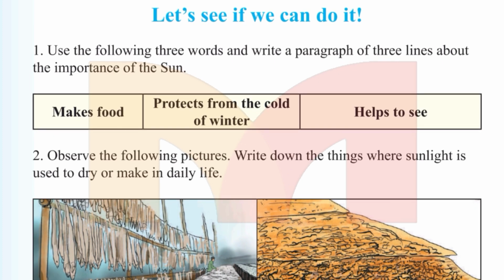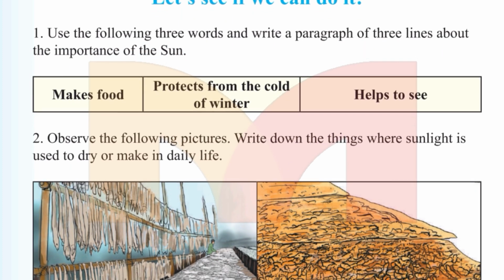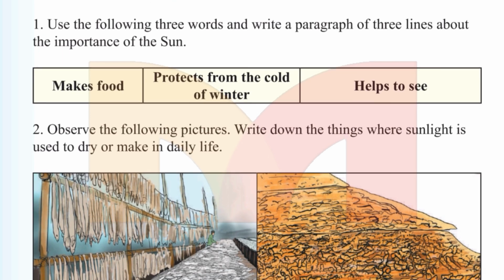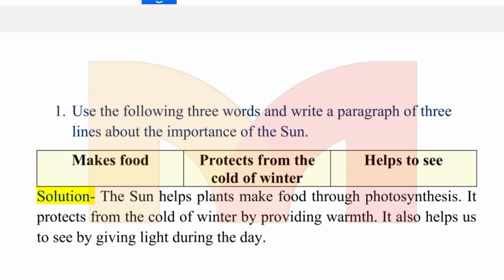Number 1. Use the following 3 words and write a paragraph of 3 lines about the importance of the sun. So let's see the answer of this. Here is the answer. The sun helps plants make food through photosynthesis. It protects from the cold of winter by providing warmth. It also helps us to see by giving light during the day. Now let's go back to the book.